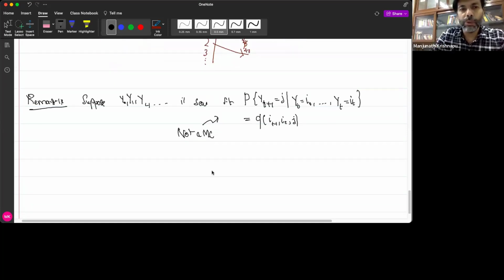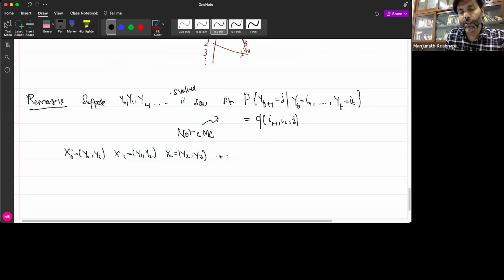But you don't need a new theory to study this. What you can do is, so this is s valued, taking values in S. So you can define x0 to be (y0, y1), x1 to be (y1, y2), x2 to be (y2, y3), and so on. So these are tuples, but mathematically, what is it? It is just S cross S valued random variables. Now this is actually a Markov chain.